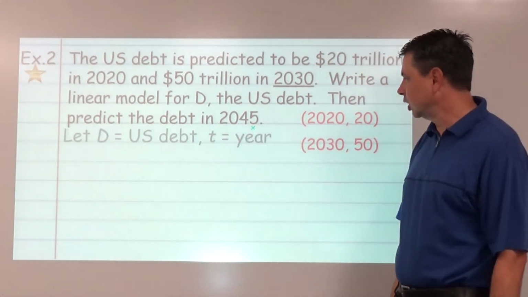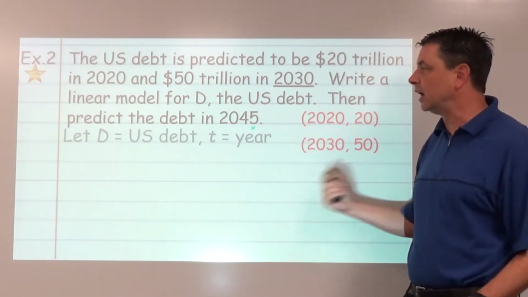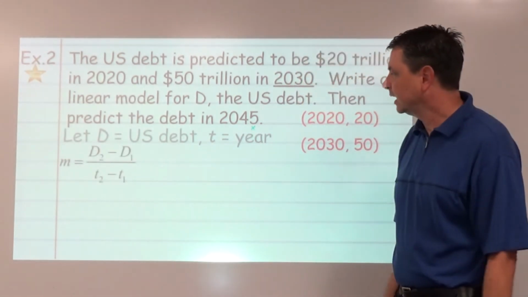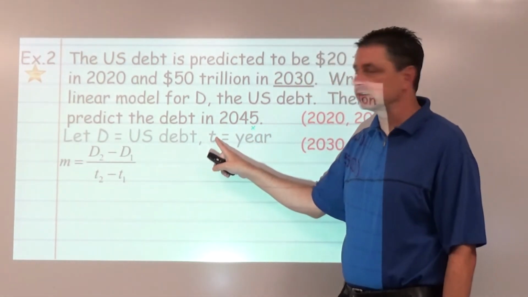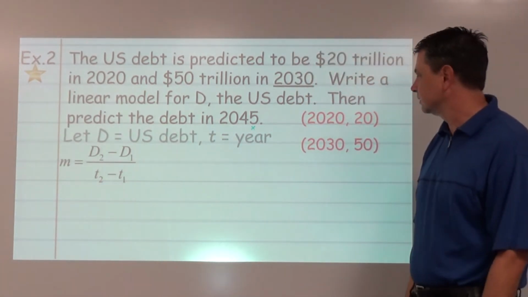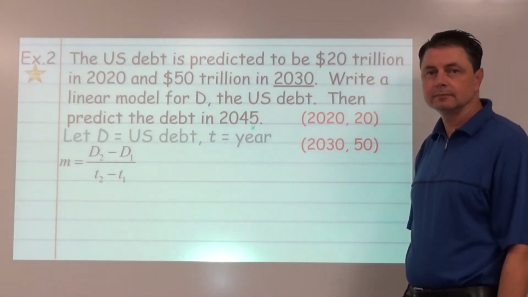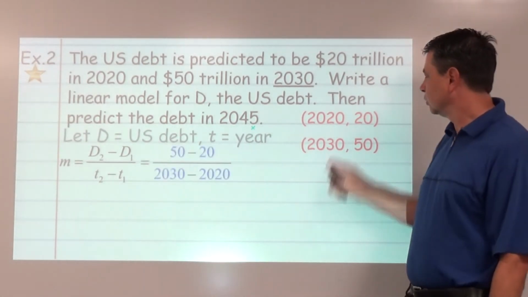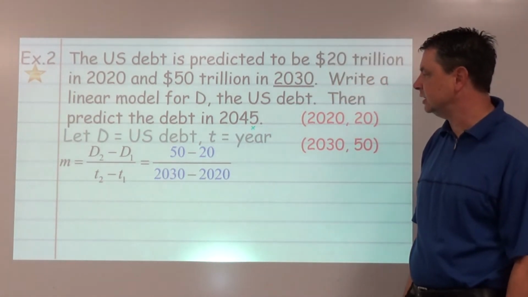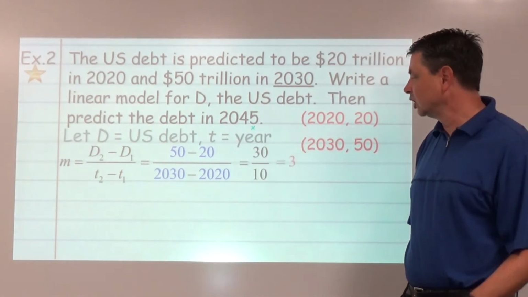Now we've got to find the slope. So use the slope formula. M is equal to y2 minus y1, except instead of y's, we're using d's. And instead of using x's, we're using t's. So d's have replaced the y's, t's have replaced the x's. So plug those in, find the slope. We get 50 minus 20 divided by 2030 minus 2020. So 30 divided by 10 is a slope of 3.